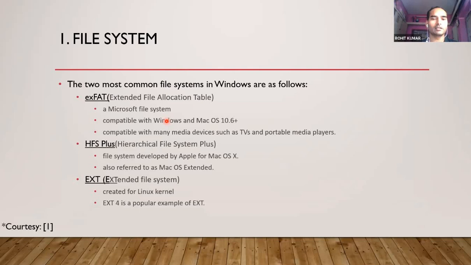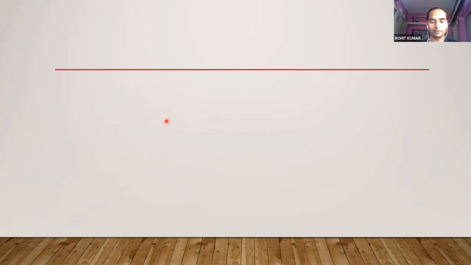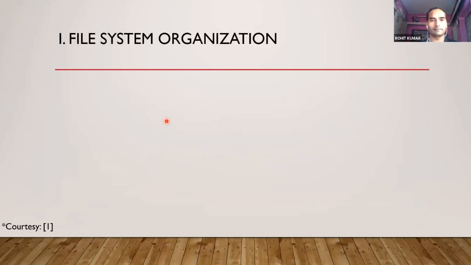So these are: exFAT, again a Microsoft file system compatible with your Windows OS machines, Mac OS machines, and other multimedia devices. Then HFS Plus, developed by Apple for Mac OS, and then ext, which is well known for Linux systems, and most popularly extension 4, ext4, is a popular example of ext. If you have installed a Linux OS on your machine, then you must have come across this word ext4 or ext3.